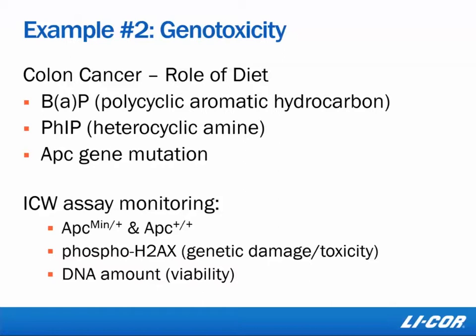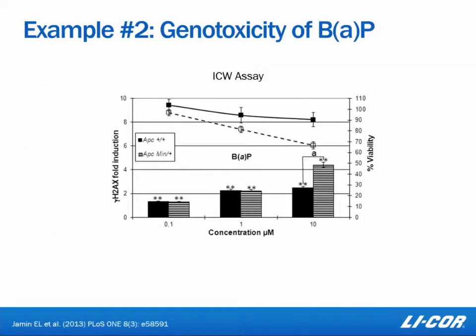The first was phosphorylation of histone H2AX. Now, it's been shown previously that increases in phosphorylation of this histone are directly linked to global genotoxicity inside the cell. They also used the In-Cell Western Assay to measure DNA amount, or DNA content, of these cells, which is directly linked to viability of the cells. So they first wanted to look at the effects of BAP on these different cells, and shown here are the results from their In-Cell Western Assay.